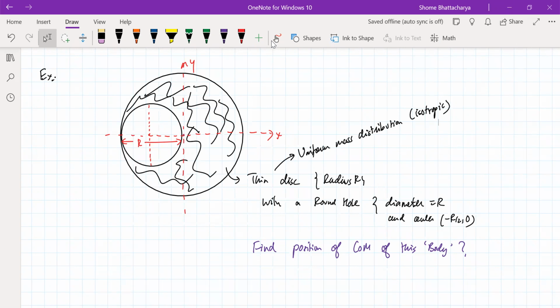So it's like you have a small disk of mass m1 whose center of mass is at minus r by 2 comma 0, and you have the remaining shaded mass over here, M2, whose center of mass I don't know. It is at some x coordinate comma 0. But the combination of those two things, M1 plus M2, their center of mass should be at the origin. So we can make use of that information to find the position of the center of mass of M2.